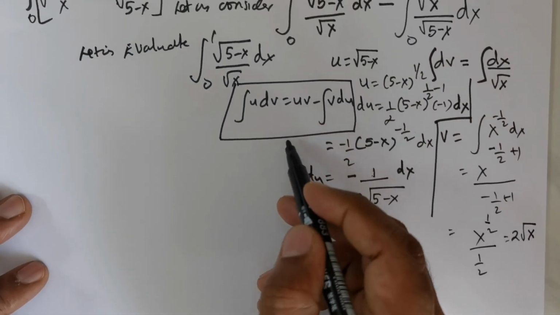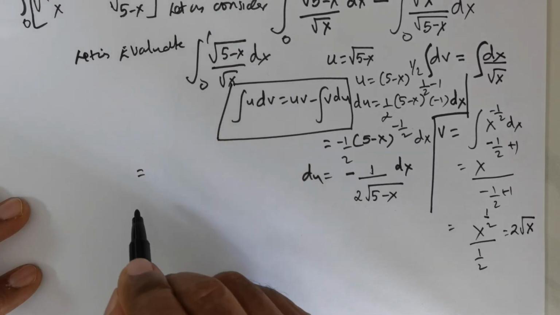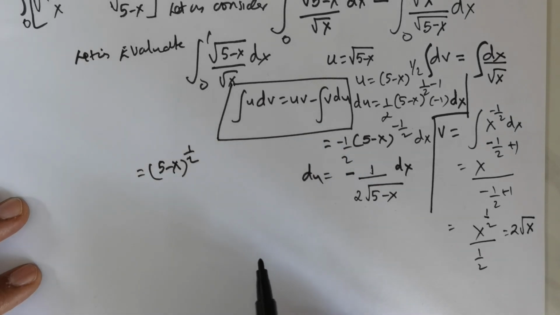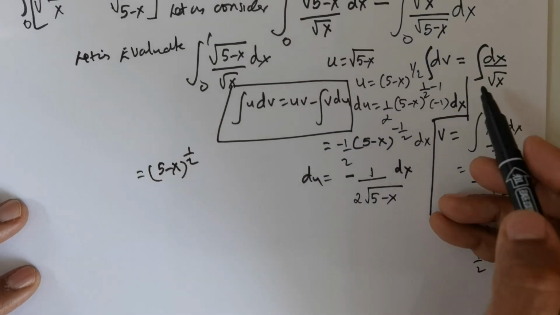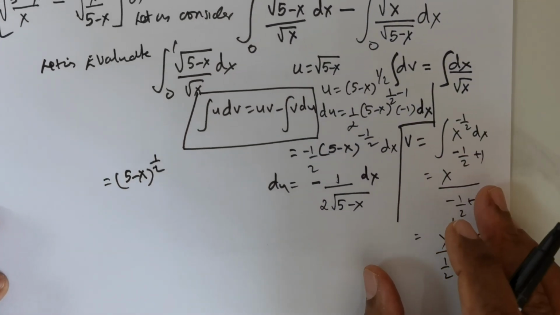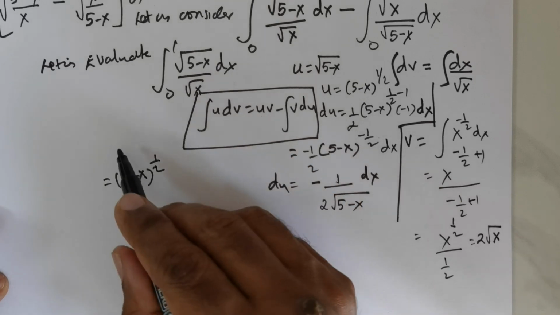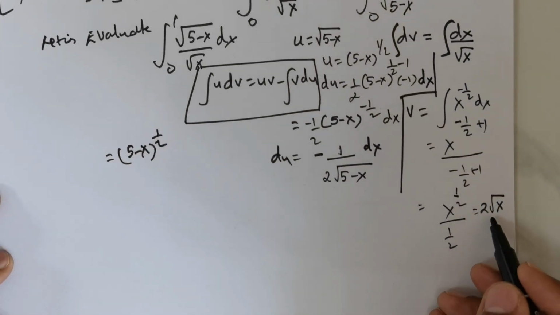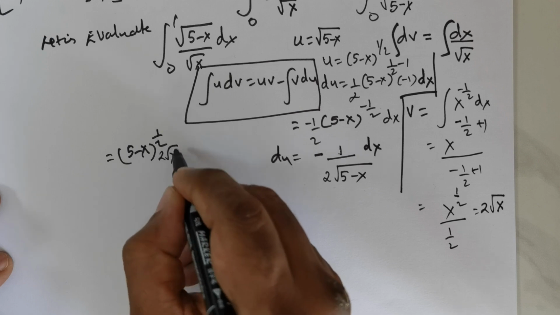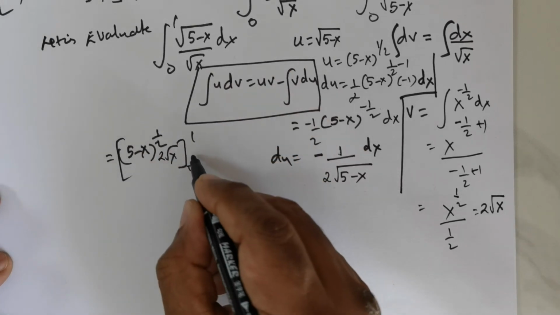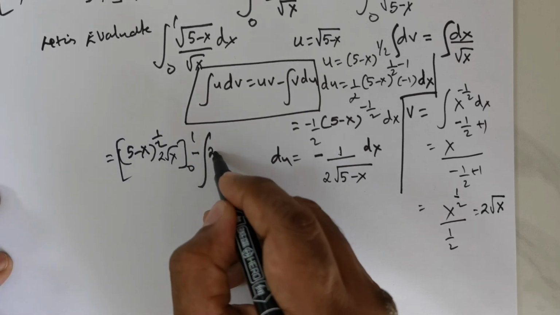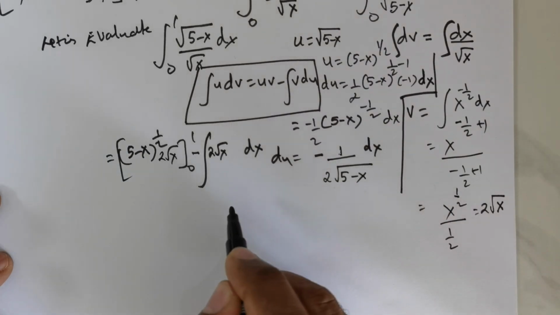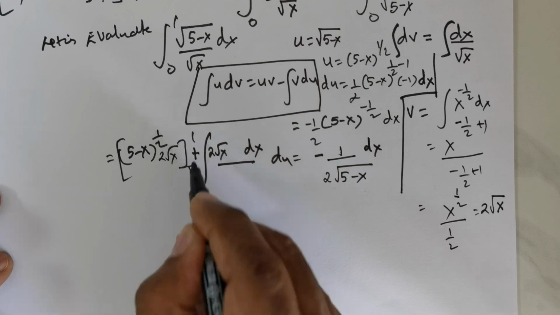So now substitute all these values over here. My u is (5 minus x) raised to the power of 1 over 2, and I have to take the v. My v is 2 into root of x. So this is 2 into root of x, the limits are 0 to 1. Substitute that, followed by a negative sign. My v is 2 times the root of x. My du is this quantity. So I need to place this dx divided by the negative sign, so this is going to become positive. And I get 2 times root of 5 minus x.